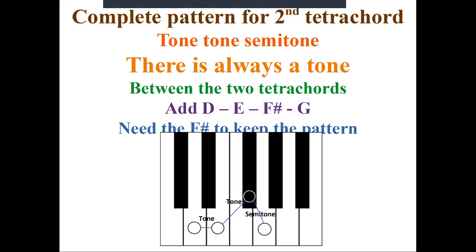If you look at the picture below, you will see between D and E on the keyboard is a tone. And between E and F sharp is also a tone. See, it's E to F sharp, that's also a tone. Two semitones make one tone. And then from F sharp to G is a semitone. So the relationship is correct.